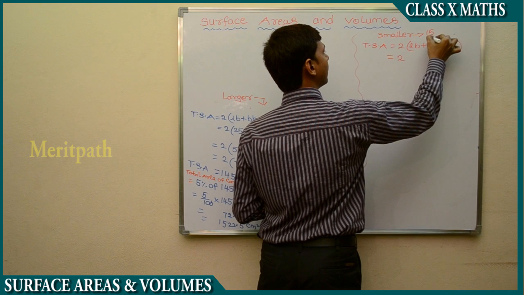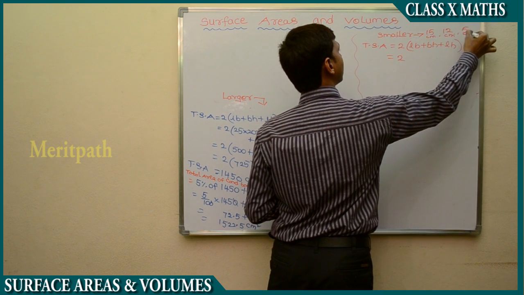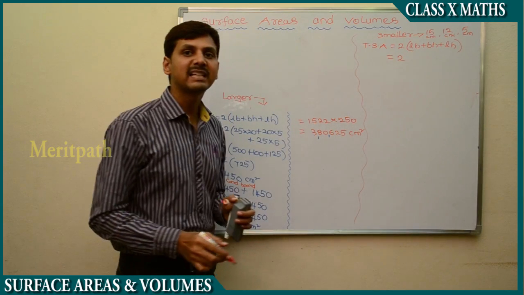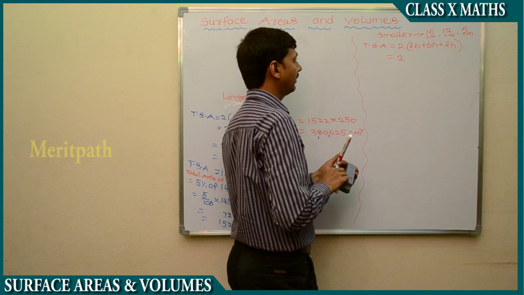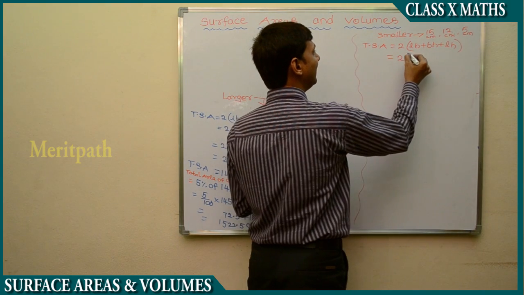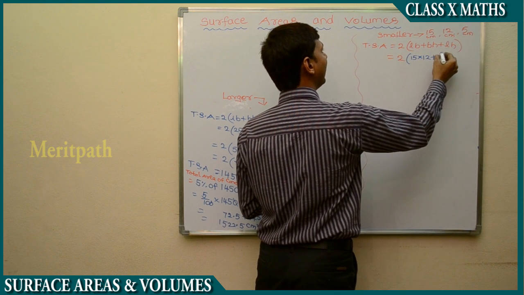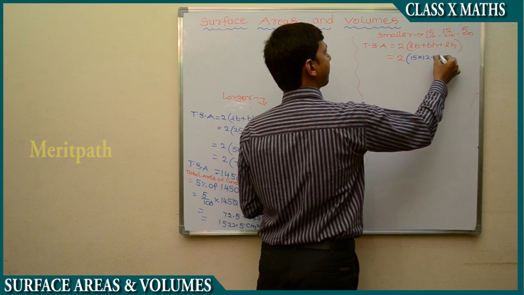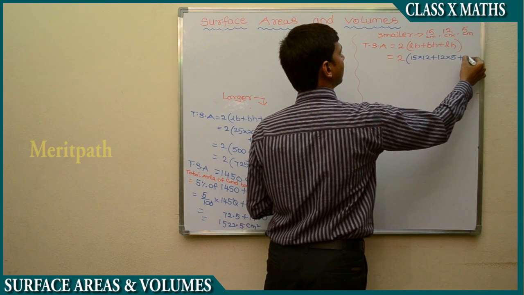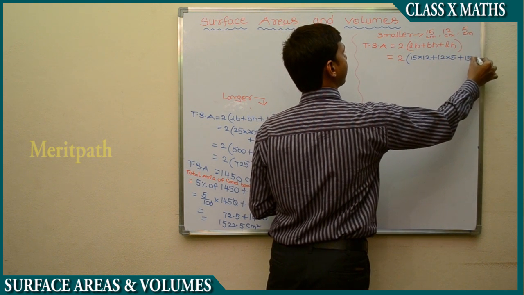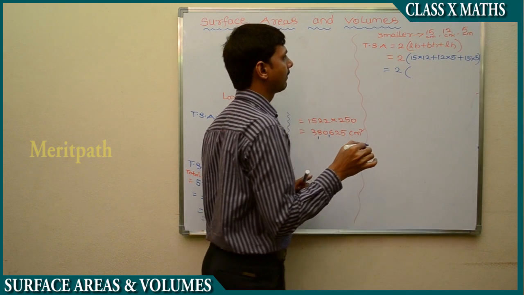The dimensions are 15 centimeters, 12 centimeters and 5 centimeters. So let's substitute in the TSA formula to get the area of it. Here L is 15 into 12 plus BH, 12 into 5, plus LH, 15 into 5, so 2 into, let's multiply.